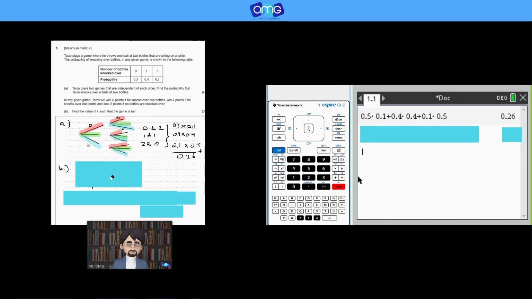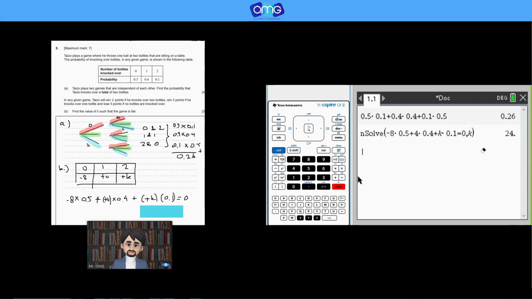And the next one: if 0 bottles, that means minus 8, 1 bottle plus 4, 2 bottles plus k. What is the value of k so that it makes the game fair? So minus 8 times 0.5, plus 4 times 0.4, plus k times 0.1. To be fair, it must equal 0. So we solve that using a calculator. We get k equals 24, and that's the answer.